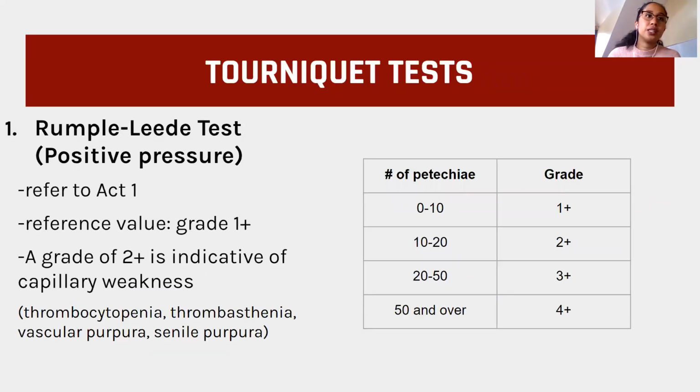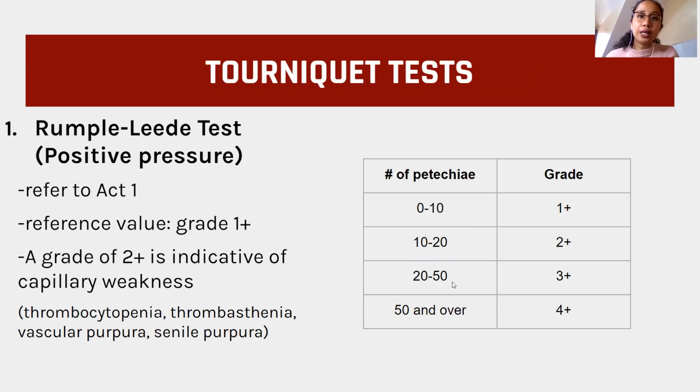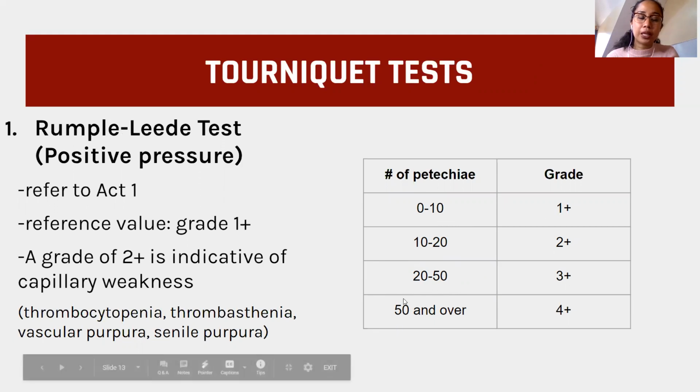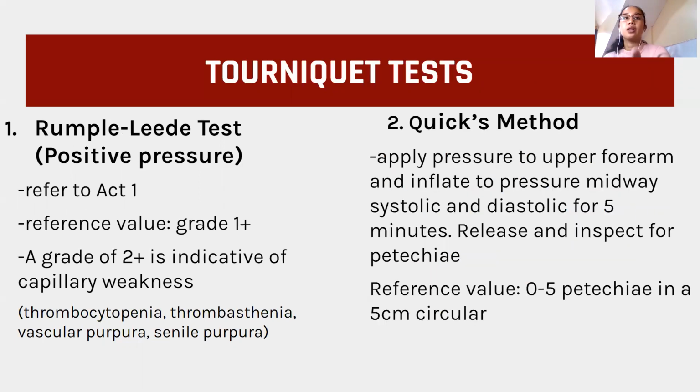So, class, dito na lang tayo. I made a specific grading to assist you guys. 0 to 10 is 1 plus. 10 to 20 is 2 plus. 20 to 50 is 3 plus. And 50 and above is 4 plus. So, pag 2 plus ka na, indicative of capillary weakness. So please review the steps in our manual. Isn't it that the pressure that we use is 100 millimeter mercury if you're using a cuff.